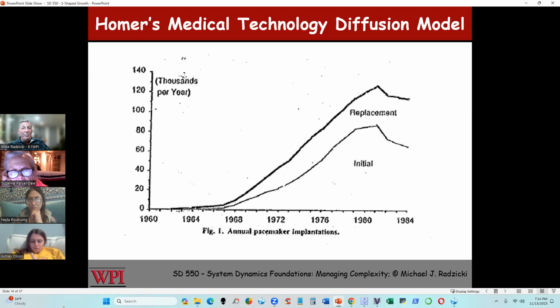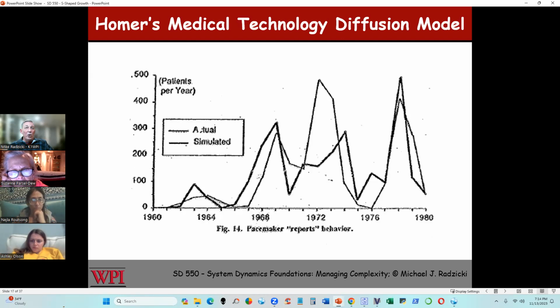Now, Jack, as I mentioned, went and handcrafted these data sets. So here we have initial and replacement annual pacemaker implantation. So those are flows. And here's actual and simulated. And he didn't have an algorithm to fit. He manually fit the model to the data. He has another paper that I remember him presenting this in 1983. I was a student, and I remember going to his session, and he presented this.